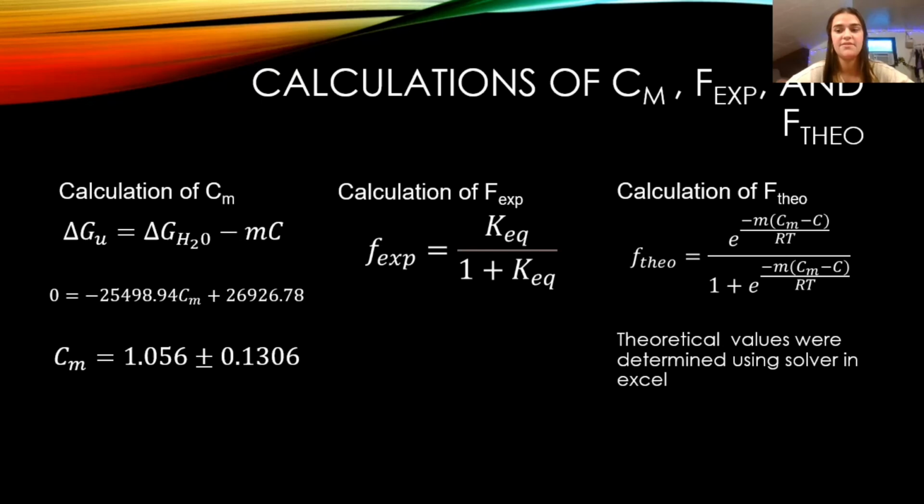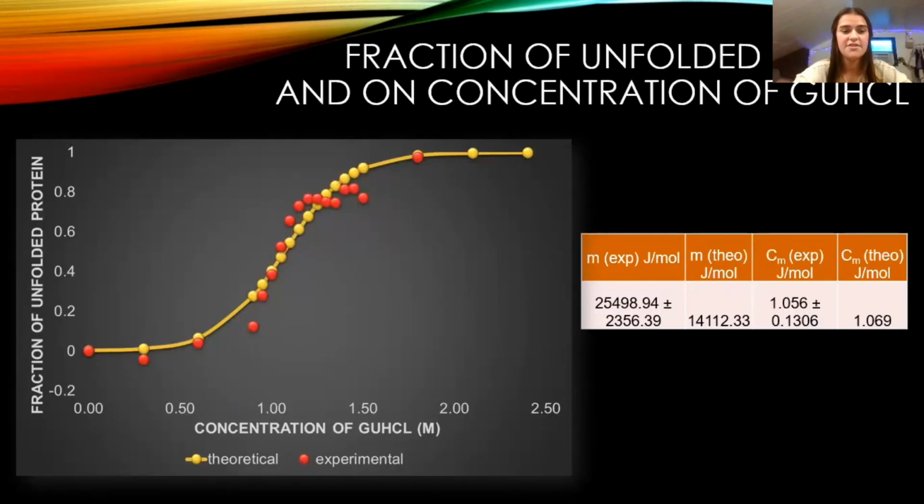The experimental fraction of unfolding was found with the equilibrium constant using the equation shown. The theoretical fraction of unfolding was found using the solver function in Excel. The initial values used were the experimental values for slope and Cm. The error was minimized using chi-squared. The figure shown shows the fraction of unfolded protein, both theoretically and experimentally, versus the concentration of guanidine hydrochloride. The table shows the slope and Cm values used for the experimental and theoretical calculations.